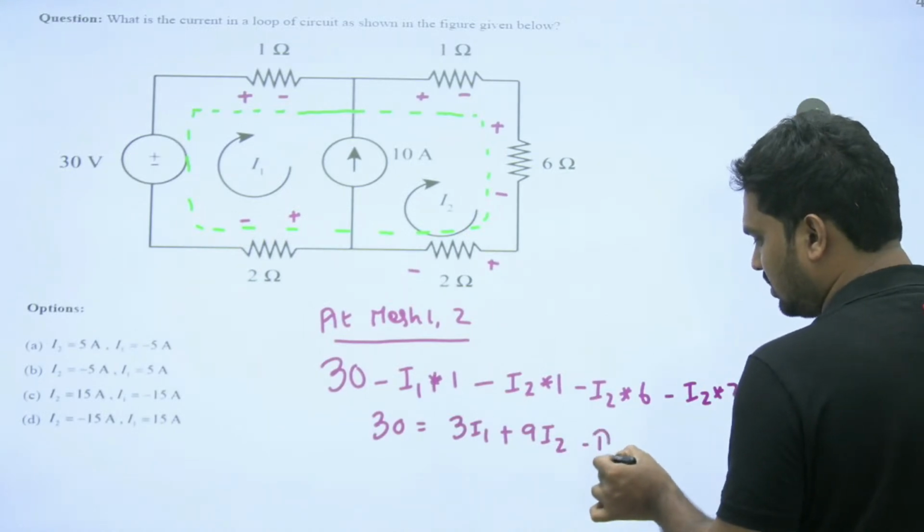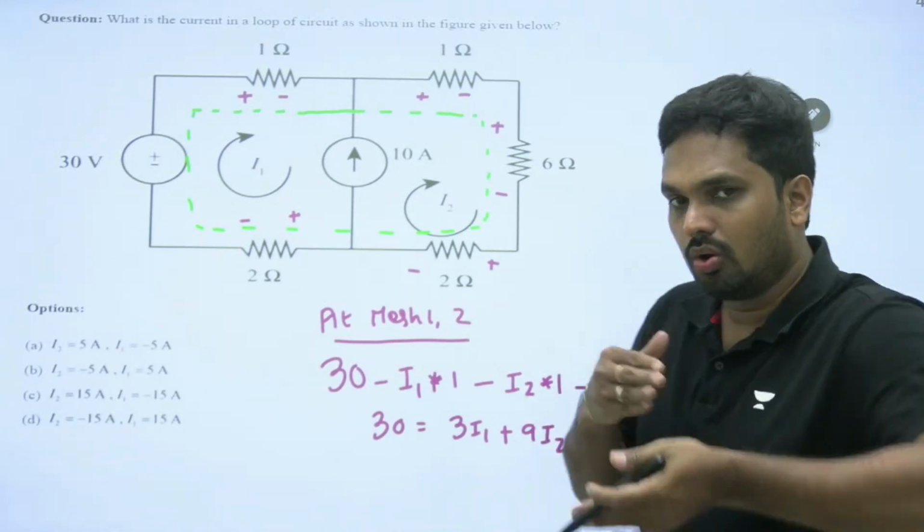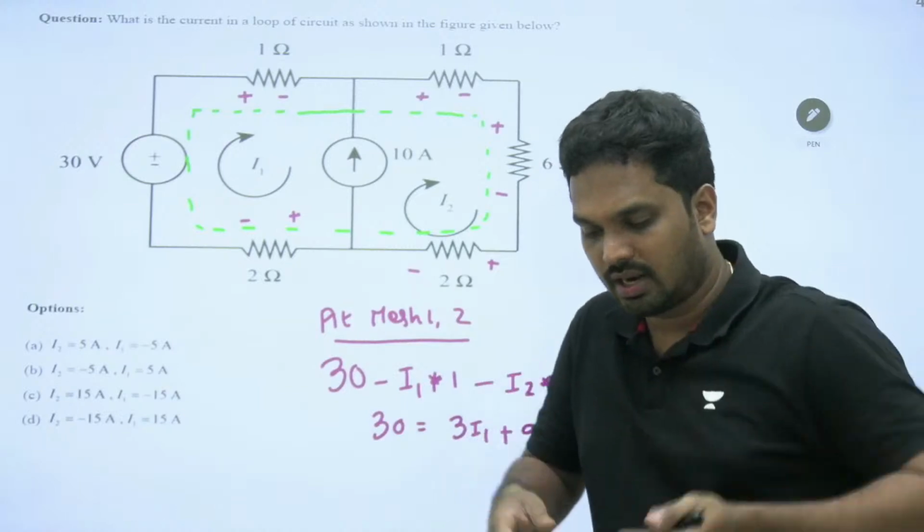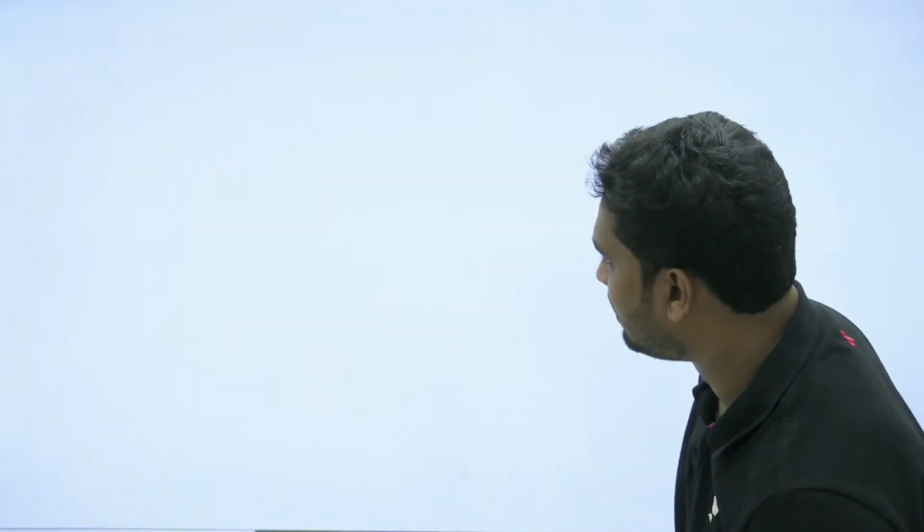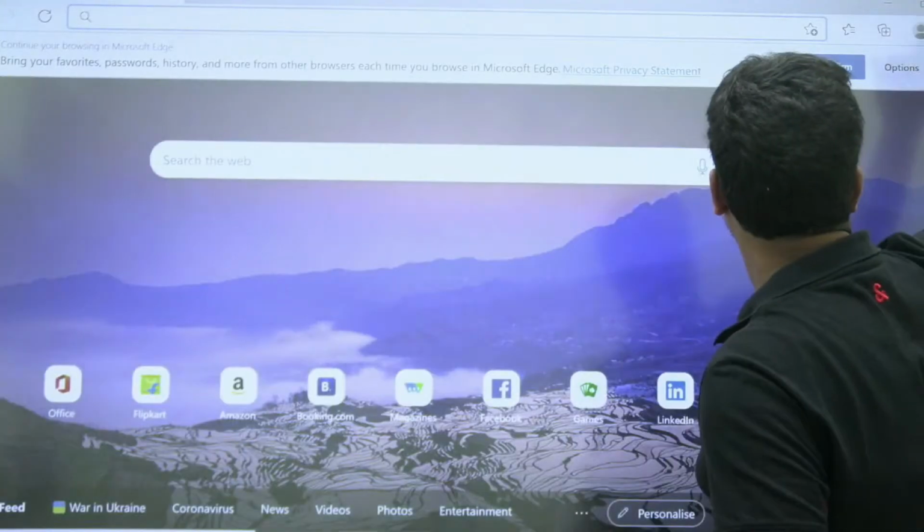It's the first equation. Previously inside the node, inside the supernode we applied KVL. अरे यार क्या हुआ?